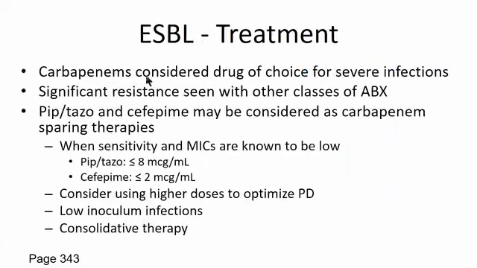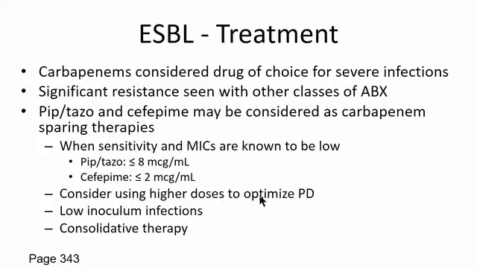So to summarize, ESBL, carbapenems are still the drug of choice, particularly for patients who have severe infections. Significant resistance is seen with other classes. So that's why a lot of times your fluoroquinolones and whatnot are not going to be helpful. Piperacillin tazobactam and cefepime may be considered for carbapenem sparing strategies. However, if you do use them, I would consider it only when the MICs are known to be low.